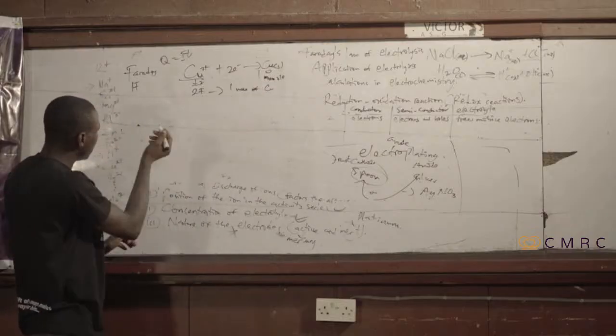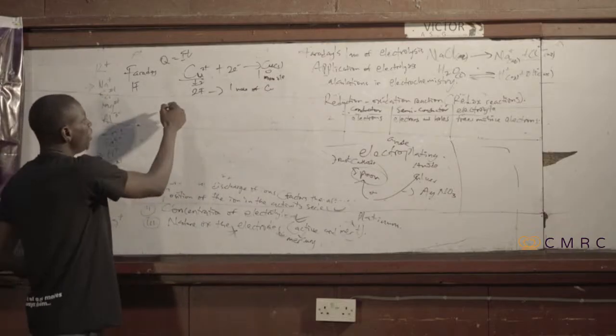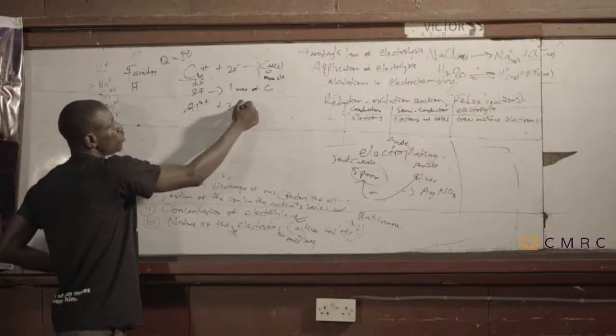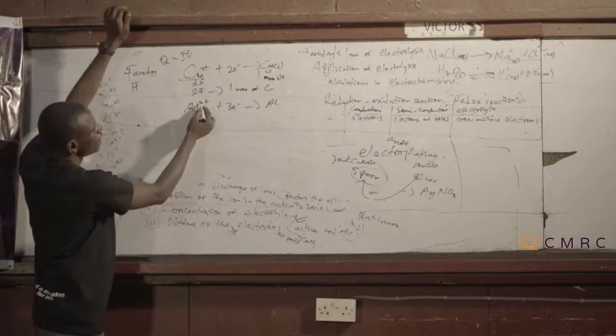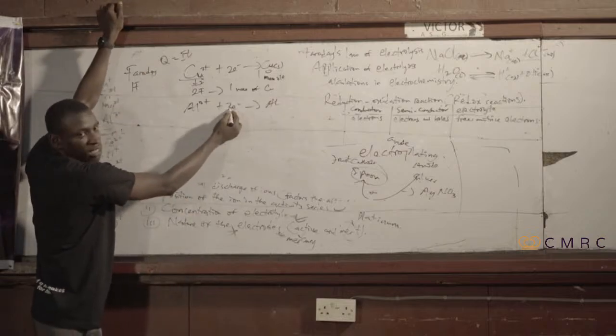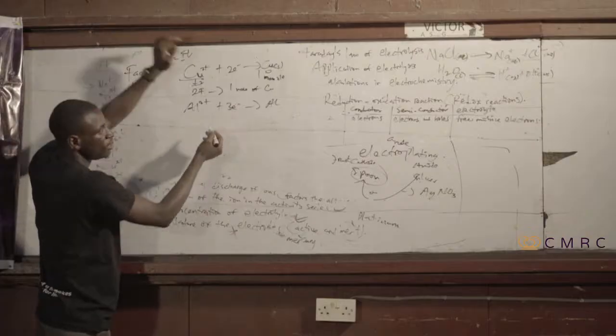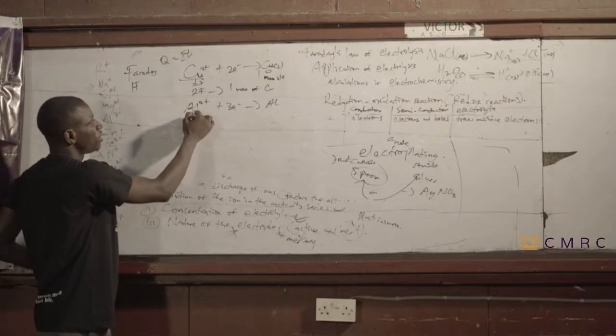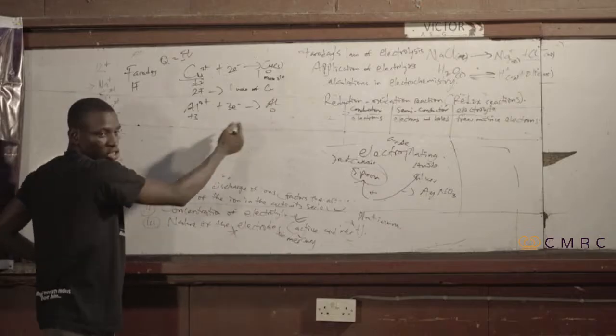Now, we can have another, let's use aluminum for example. Aluminum is always Al3+. Al3+ plus 3e- to give us Al. You can see 3+ minus 3 gives you 0. So that's why this one is carrying no charge. So oxidation number of this one is +3, this one is 0. This is also a reduction reaction.